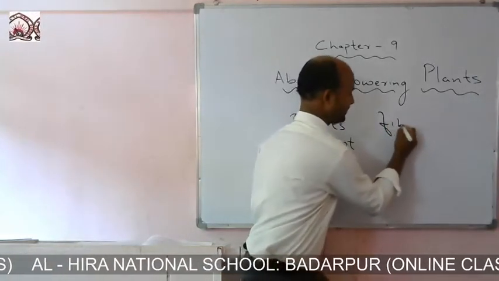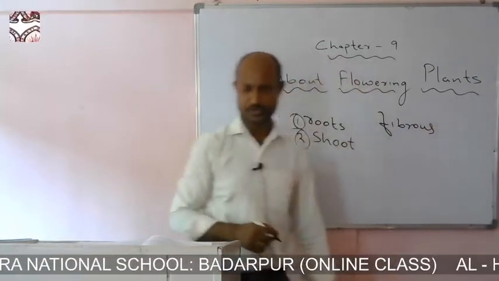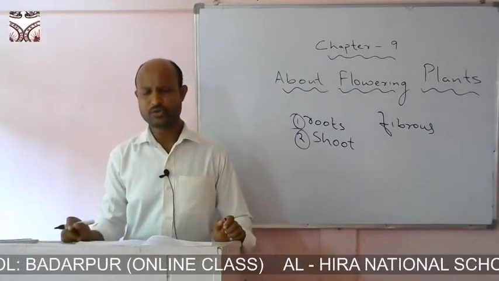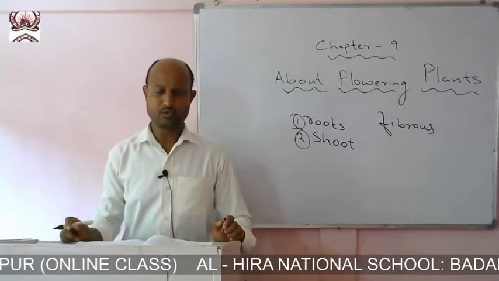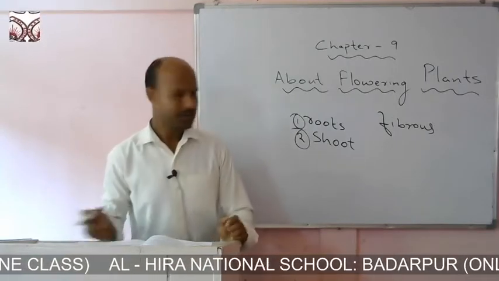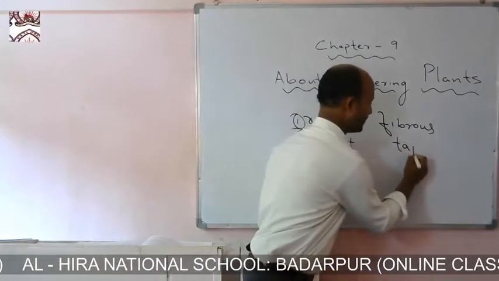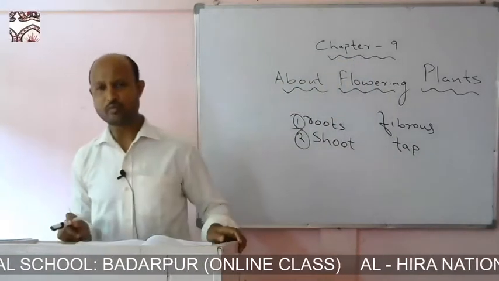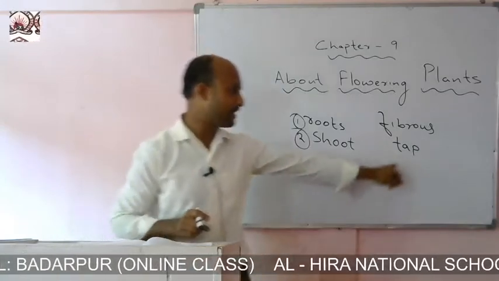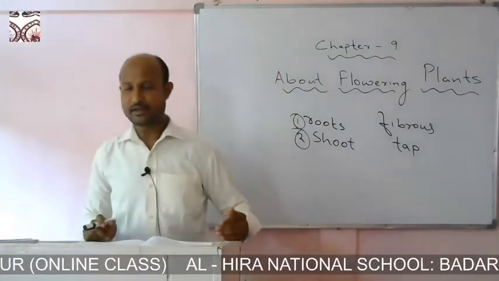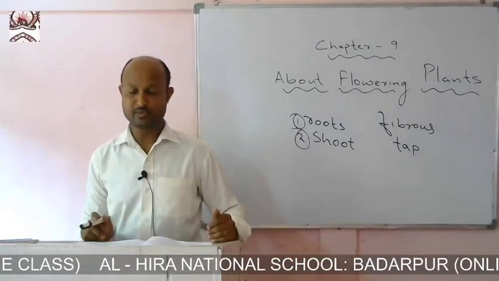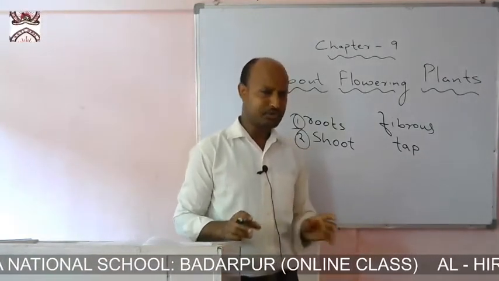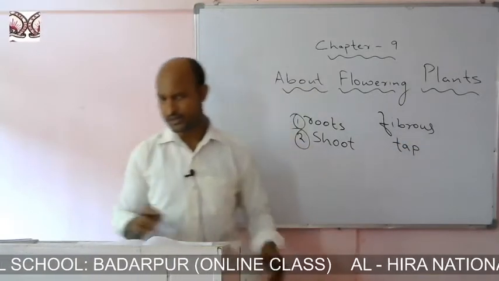fibrous roots. In some of the plants, we find only a main root that grows from the base of the stem and goes vertically downwards. Such plants have tap roots. For example, carrot and radish have only one main root. Such roots are known as tap roots. And plants like cereals, maize and wheat have many fiber-like projections in the roots. Such roots are known as fibrous roots.